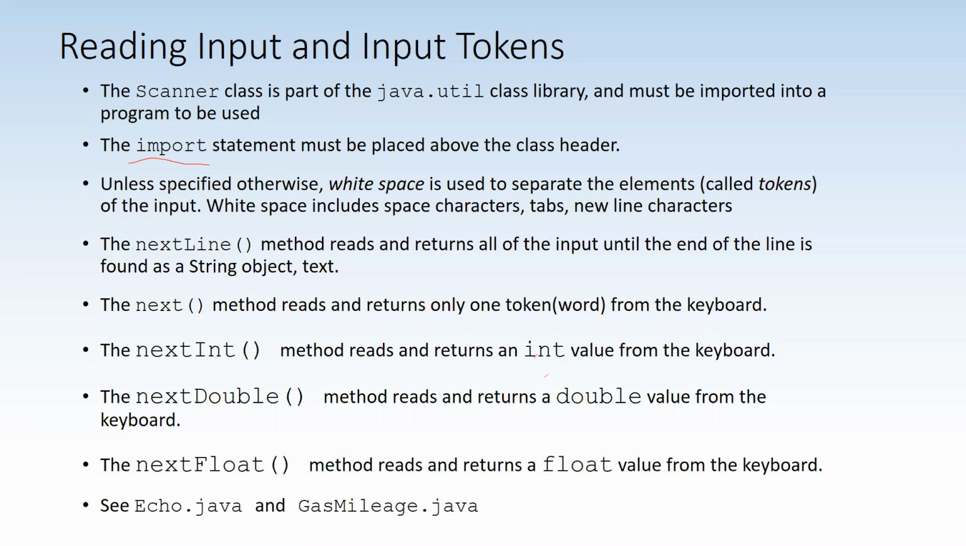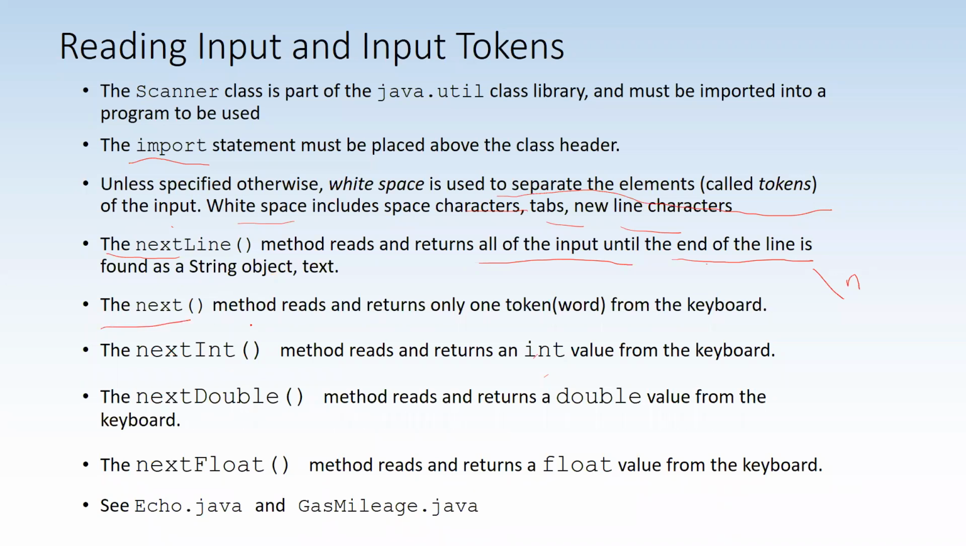Unless specified otherwise, and you can specify how to separate the tokens, white space is used to separate the elements, called tokens, of the input. White space includes space characters, tabs, and new line characters. So nextLine will read and return all of the input until the end of the line is found as a string object. What is the end of line? The new line character. When you press enter on the keyboard, you create a new line character. That is the end of the input.